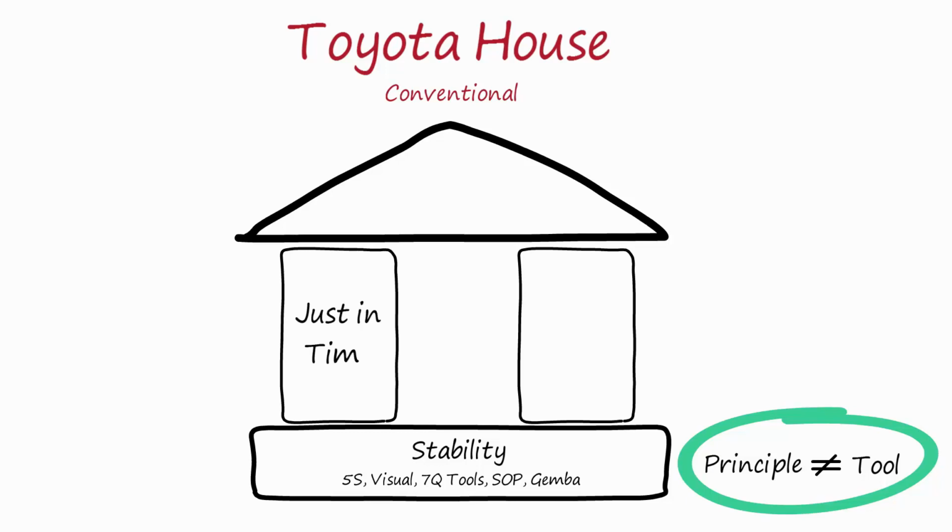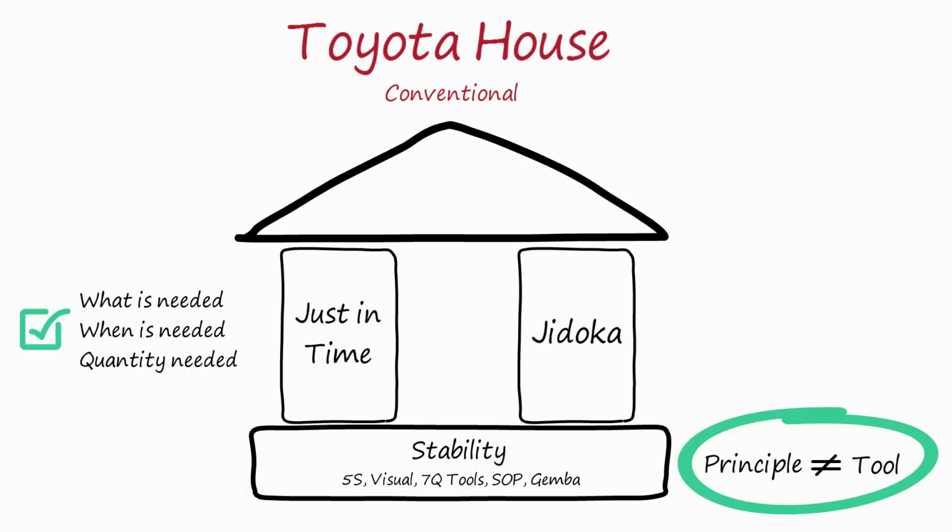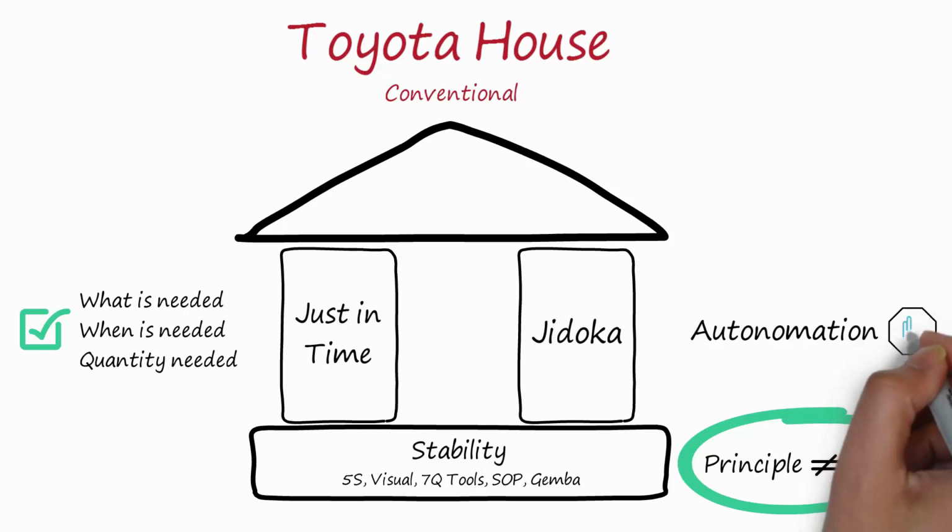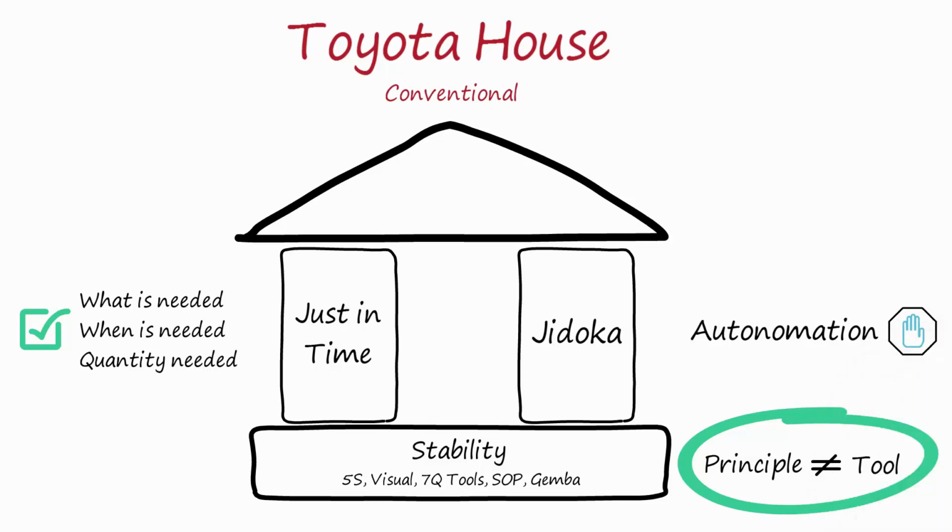The conventional Toyota House has 2 pillars indicating 2 other Lean principles. The first is the just-in-time, which means that each station must have what it needs, when it is needed, and in the quantity it is needed. The second pillar is the Jidoka. Jidoka means automation, that is, automation with a human touch. The machine and man must stop as soon as they notice that they are producing a defect.